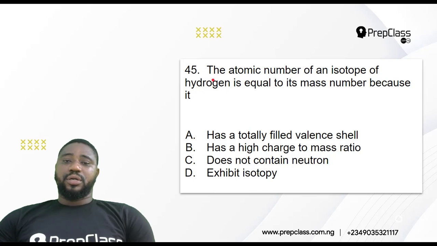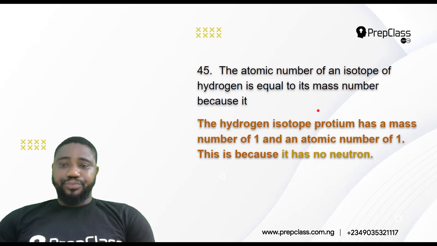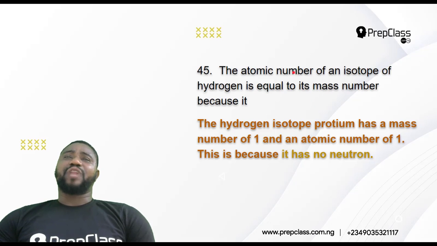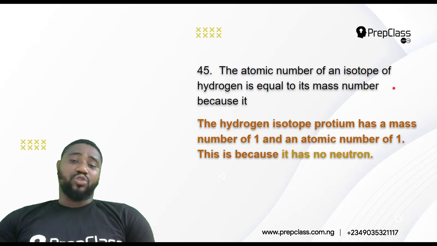45. The atomic number of an isotope of hydrogen is equal to its mass number because it has a totally filled valency shell, it has a high charge to mass ratio, it does not contain neutron, it exhibits isotopy. Now, the only thing that will make the atomic number of an element to be equal to its mass number is when the element does not have what? A neutron.